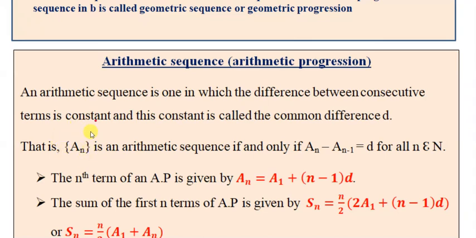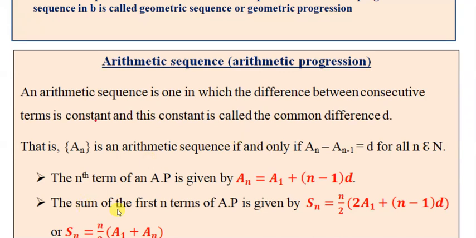Here, this sequence, which is simply given by the general term a_n, is an arithmetic sequence if and only if the difference between a_n and a_(n-1) gives us a non-zero constant, which is denoted by d, for all n an element of the natural numbers. And the nth term of an arithmetic progression or arithmetic sequence is given by a_n = a1 + (n - 1)d, where a1 is called the first term and d is called the common difference.